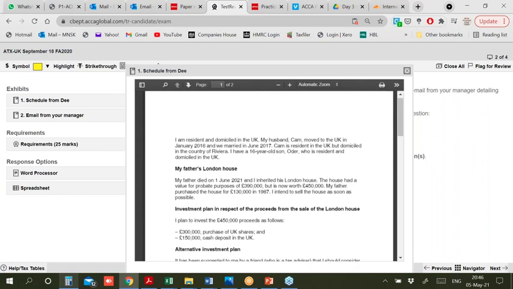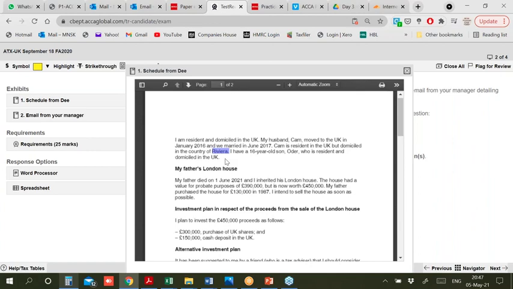Okay, now I'm resident and domiciled in the UK, my husband Cam. So now I know that Cam is husband of D. Moved to the UK in January 2016. Do remember that the D is resident and domiciled in the UK, but Cam has moved to UK. I do not know whether he is resident or domiciled now. Cam is resident in the UK. Okay, that's good, but domiciled in the country of Riviera. Now do remember that if they ask me about residence status, I have to make sure that Cam is resident but not domiciled. However, D is not only resident but domiciled as well. I have a 16-year-old son Oder who is resident and domiciled in the UK. Okay, now I got it that Oder is the son of Cam and D.